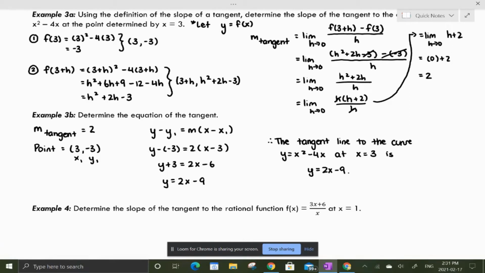So rather than drawing it by hand, now we know an algebraic way to figure out the slope of the tangent at a particular point, and at the same time also figure out the equation for the tangent line at that specific point as well. Let's take a look at another example.